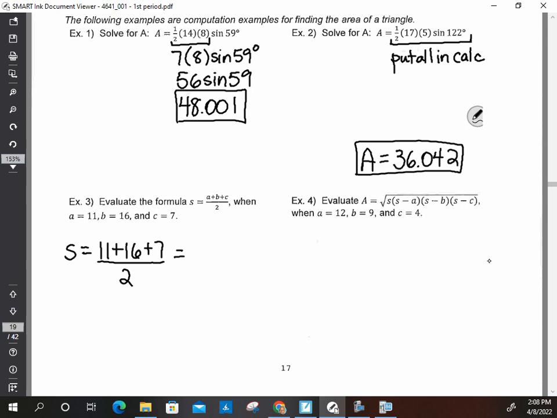So then you're just doing the computation. 11 plus 16 is 27. 27 plus 7 is 34. 34 divided by 2, 17. So S equals 17. That's that.